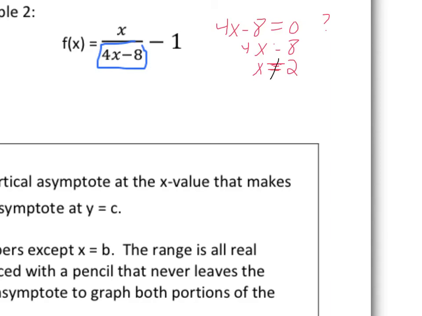So 2 would be considered the excluded value, because that value, when plugged into the function, causes the denominator, and again the numerator is not a problem, but it causes the denominator to become 0, therefore causing it to be undefined, and therefore causing 2 to be called an excluded value.